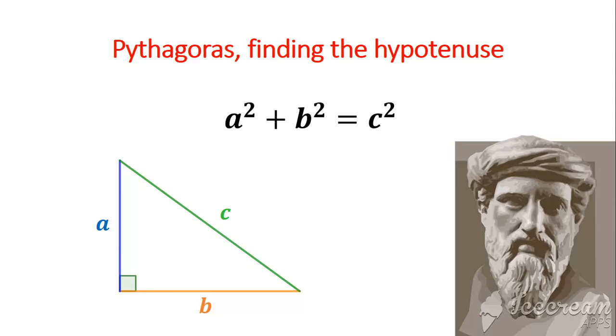Here's the rule, the Pythagoras theorem. A squared plus B squared equals C squared. And we're going to write it in a different way to make it a bit easier to use. C squared is equal to A squared plus B squared.